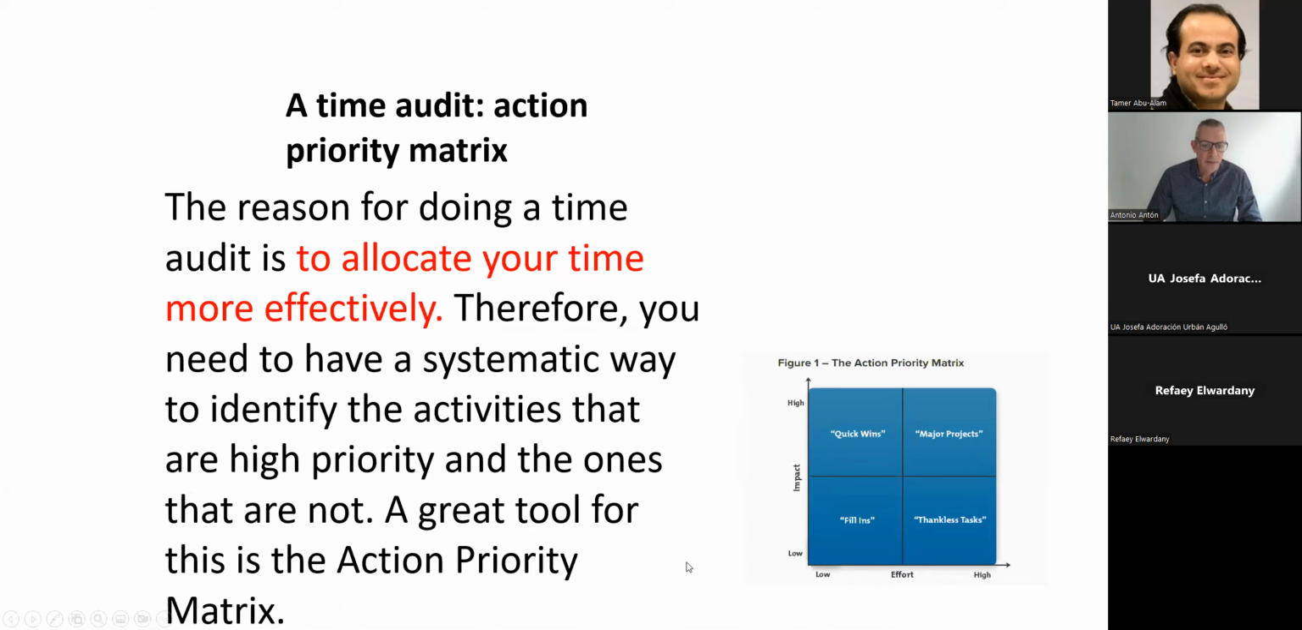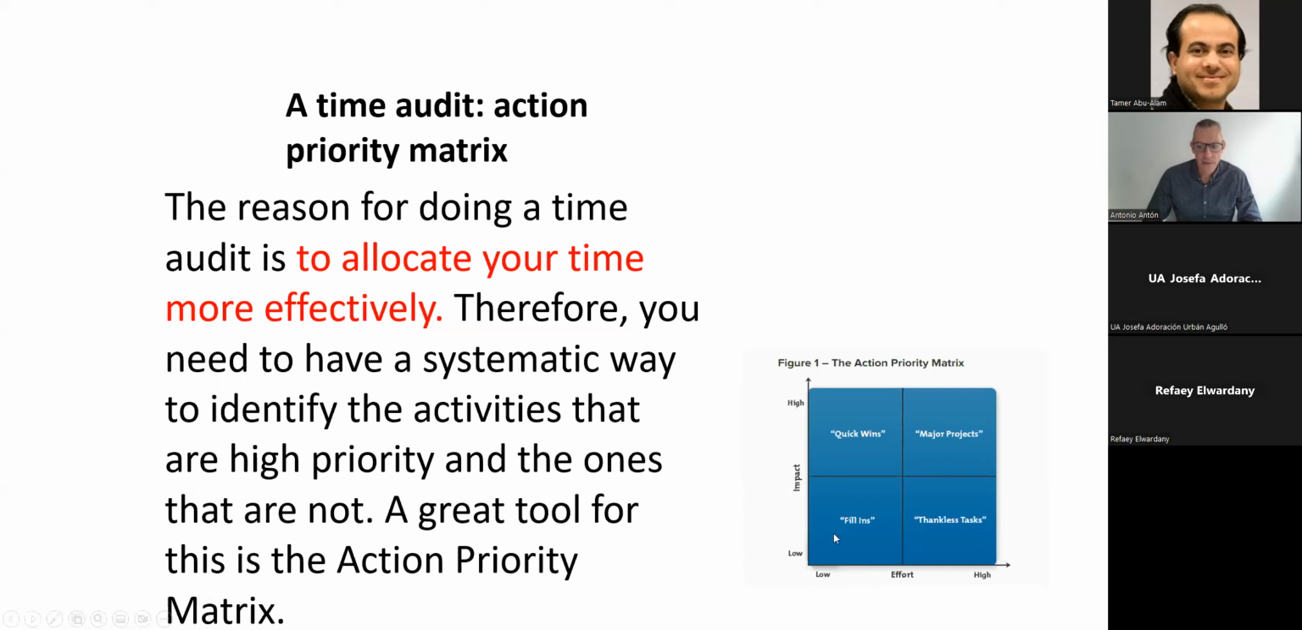Well, let's start by explaining what this matrix involves. Remember that it's very different from the other matrix, which is called urgency and importance.